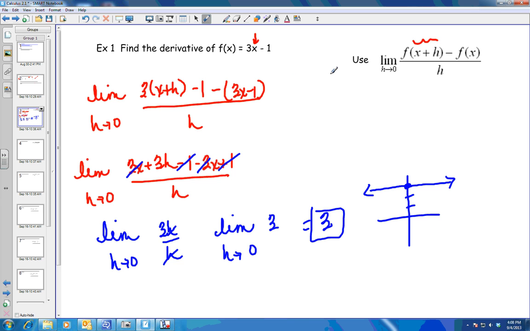Another way you could look at it is, this is just a linear equation. It's a line with a slope of 3, right? It actually goes through the point -1. So if I said, what is the rate of change of this line? Well, the rate of change of the line is its slope. So it makes sense that we got 3 as our answer.